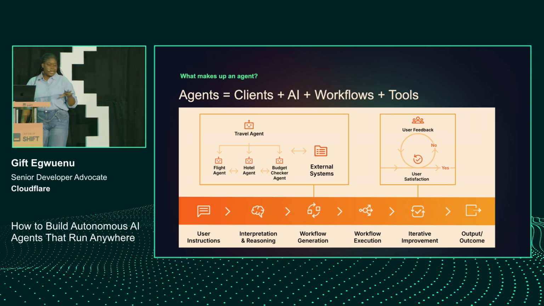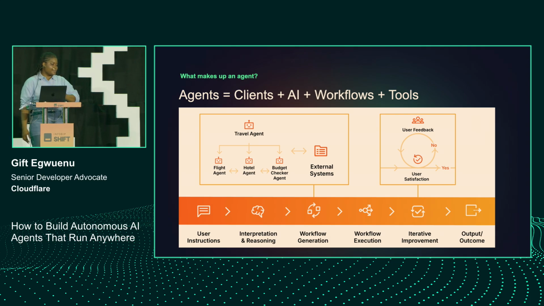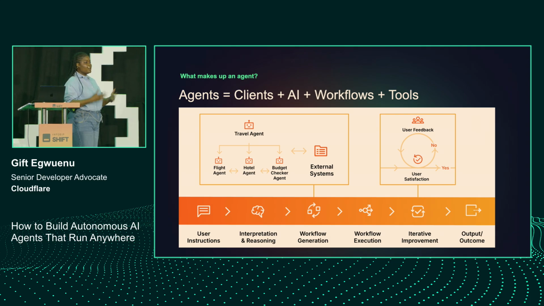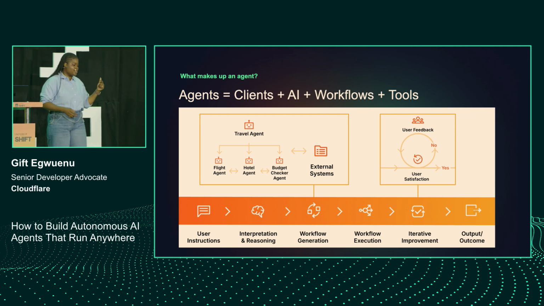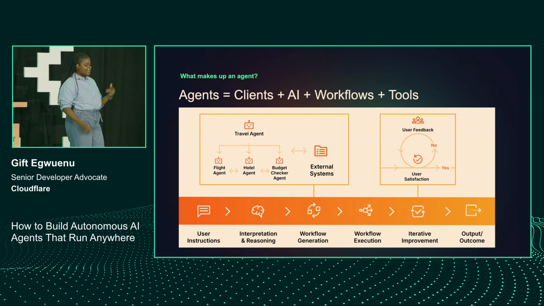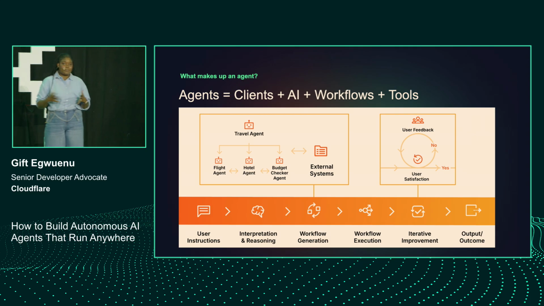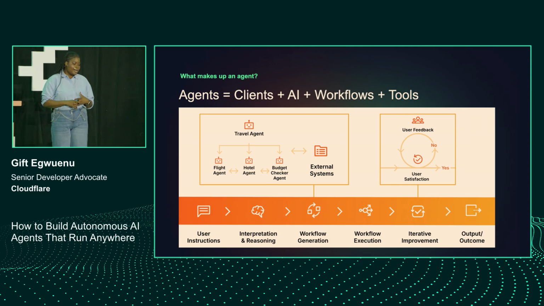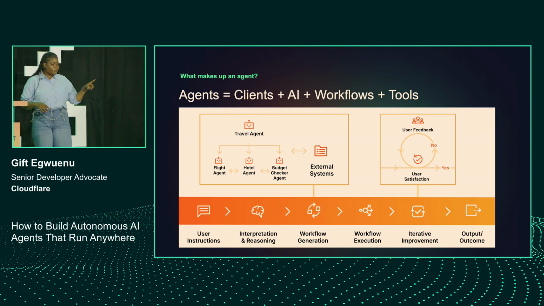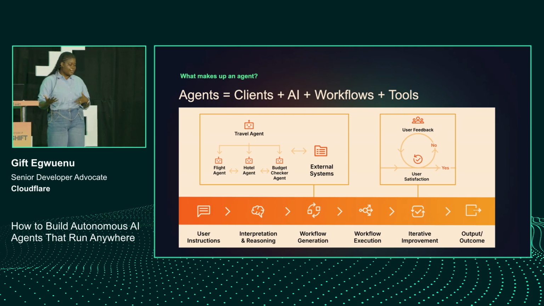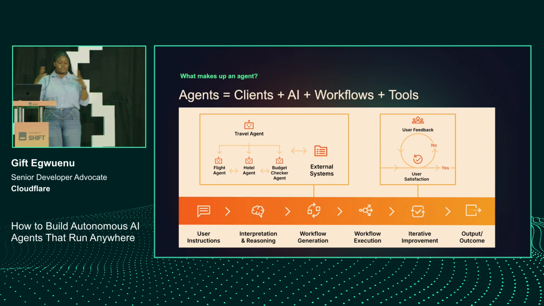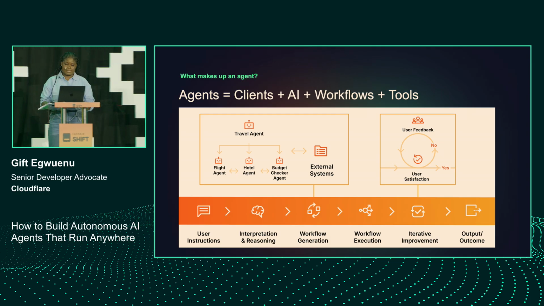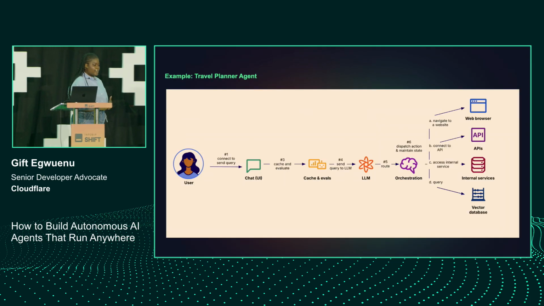But with AI agents, you follow different steps. First, you send an instruction, and then it prompts an LLM, which is the interpretation and reasoning part. And then I'll talk about workflows in my talk. So going from user instructions to interpretation, workflow generation, and then to the outputs that you expect to get. Let's look at this diagram.